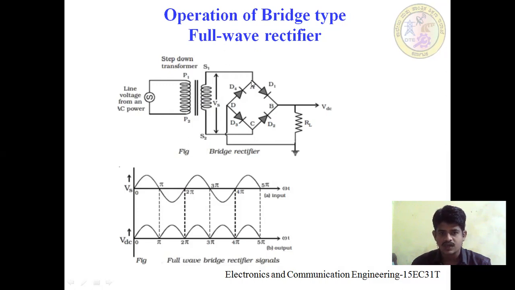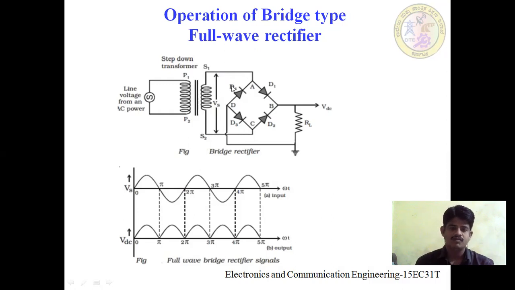S1 to A to B, B to load RL, from RL to point D, D to C, and C to S2. This is the closed path during the positive half cycle, and in this the load RL is experiencing the positive half cycle. So this is the operation of the bridge rectifier during the positive half cycle. So, understood the concept, how it is operating for the positive half.